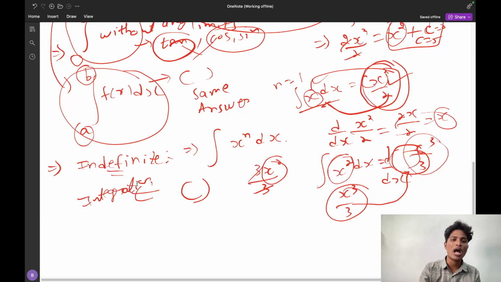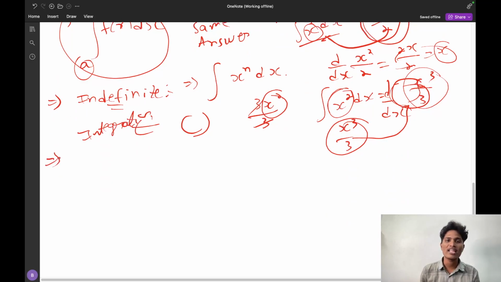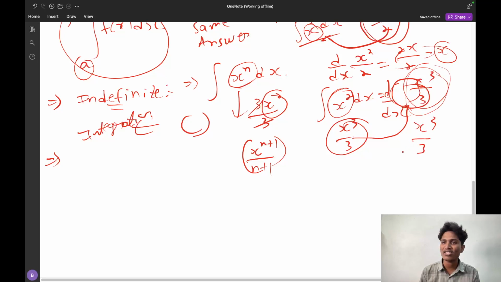Now I will explain how integration is performed in general. Suppose the question is integration of x power n dx. What value do I have to differentiate in order to get x power n? The answer is x power n plus 1 divided by n plus 1. Same as before: x cube by 3, when differentiated, gives 3x square by 3. Here it is 3, and here also n plus 1, n plus 1. So the formula is like that.